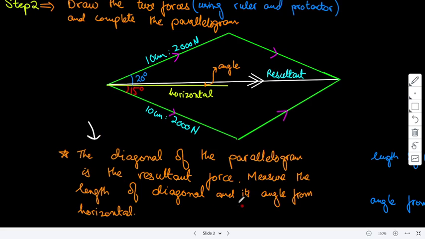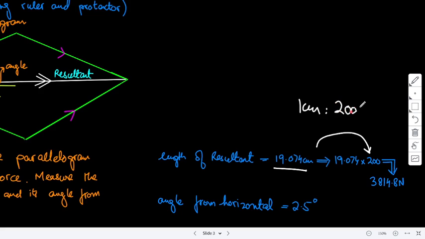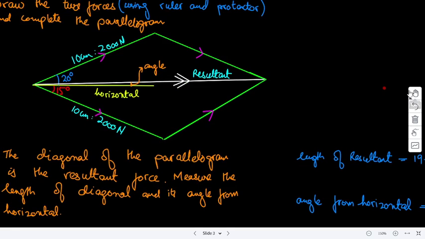Measure the length of the diagonal and its angle from the horizontal. Now this is the angle from the horizontal. By measuring the length of the diagonal, the length is 19.04 centimeter. I converted it into force because 1 centimeter was representing a force of 200 Newton. So these are my centimeters now. I'll multiply 200 by 19.04 to give me the force, which is 3814.8 Newtons. The angle I measured from the protractor is 2.5 degrees.